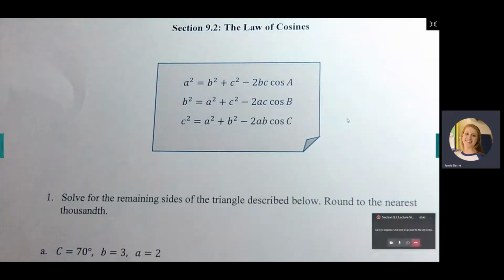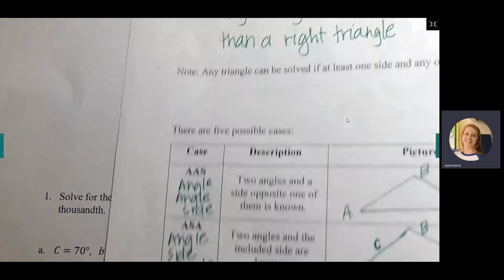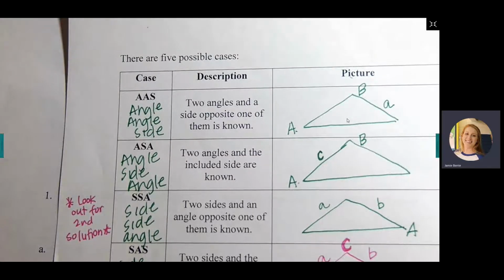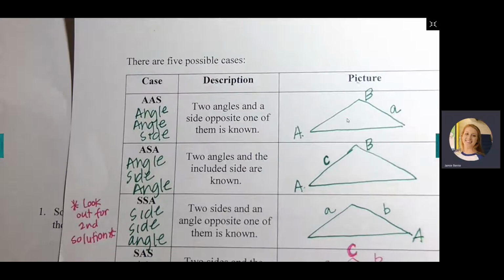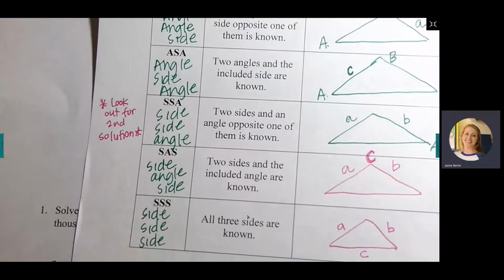Okay, so today we're talking about the law of cosines. We talked about in section 9.1 the 5 different cases that can arise when you have triangles that are not right triangles. So we talked about angle, angle, side, angle, angle. Those are the 2 easiest ones. Anytime you know 2 angles, it's typically pretty easy. Side, side, angle, those are the worst. Those are the ones you have to look out for that second solution. And then side, angle, side, and side, side, side is what we're going to be covering today.